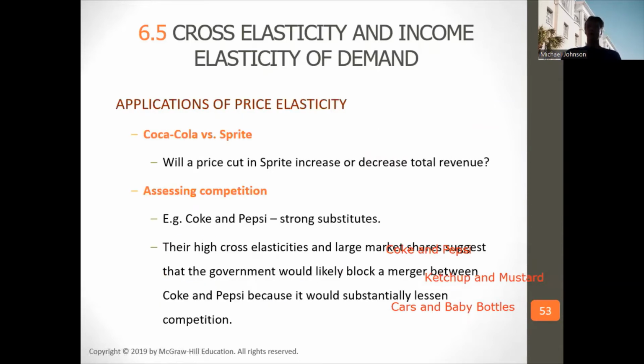So I have a question here. Applications of price elasticity: Coca-Cola versus Sprite. Will a price cut in Sprite increase or decrease total revenue?